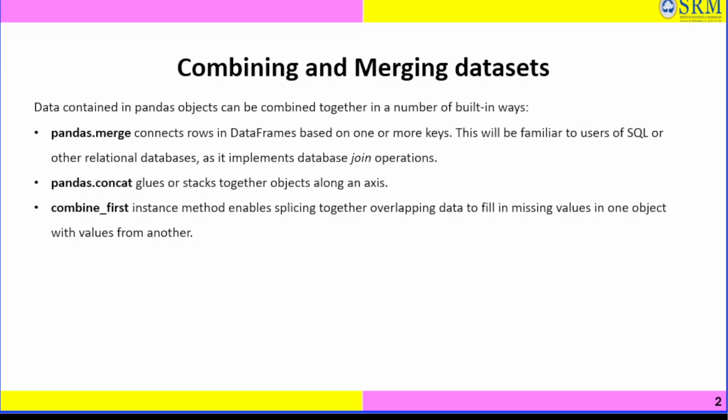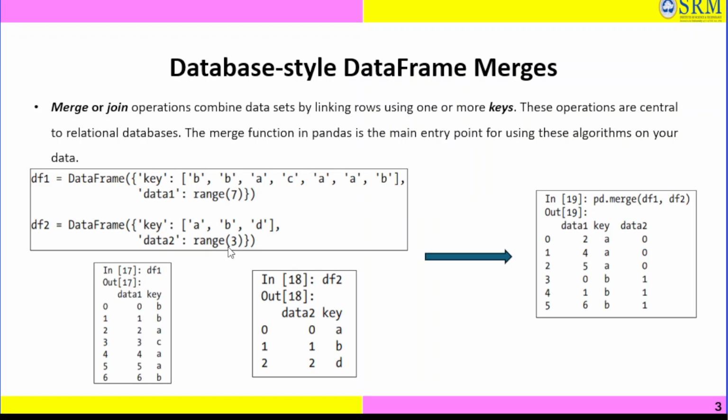Pandas.merge connects rows in data frames based on one or more keys. This will be familiar to users of SQL or other relational databases as it implements database join operations. Pandas.concat glues or stacks together objects along an axis. The combine_first instance method enables splicing together overlapping data to fill in missing values in one object with values from another object. We will discuss with examples.